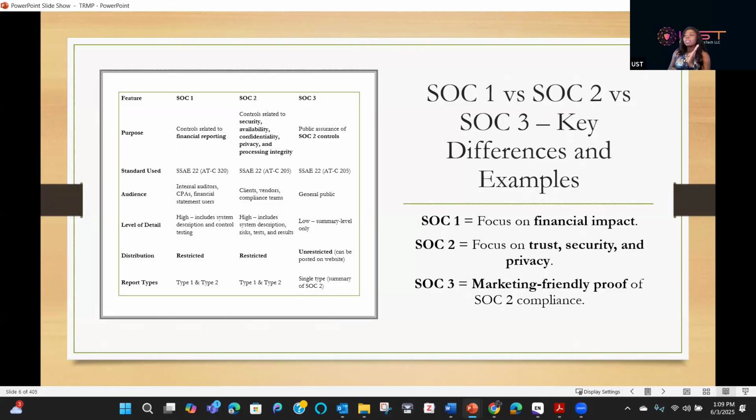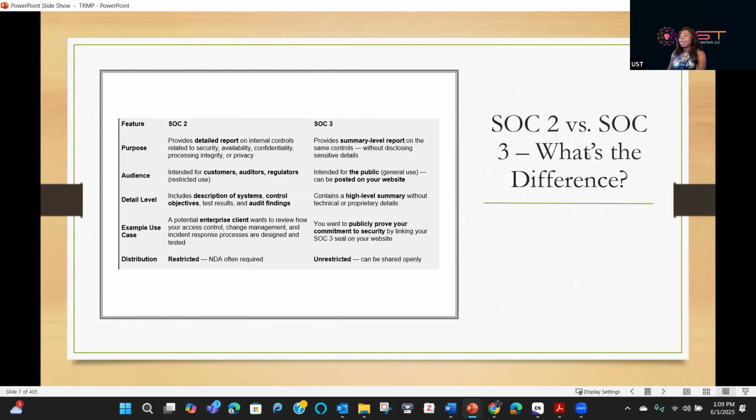Okay. So, type of report: for the SOC 1 report, we have SOC 1 Type 1 and SOC 1 Type 2. For SOC 2, we have SOC 2 Type 1 and SOC 2 Type 2. But for SOC 3, we do not have any type because it's just a single report, a summary of your SOC 2 report. To sum this up, SOC 1 focuses on financial impact, SOC 2 focuses on trust, security, as well as privacy, and SOC 3 is a marketing-friendly proof of your SOC 2 compliance, right?